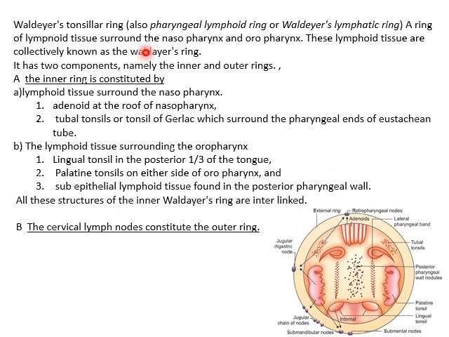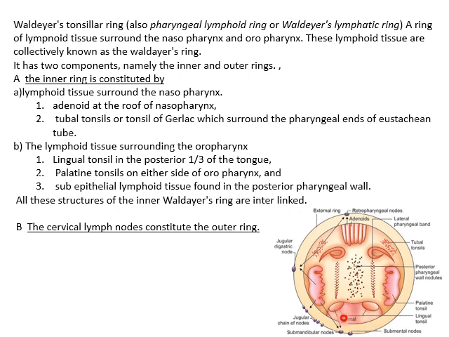A ring of lymphoid tissue surrounding the nasopharynx and the oropharynx is known as Waldeyer's tonsillar ring. These lymphoid tissues are present around the nasopharynx and the oropharynx, and collectively they form Waldeyer's ring. So what are the lymphoid tissues which surround the pharynx? See, this is the pharyngeal portion.